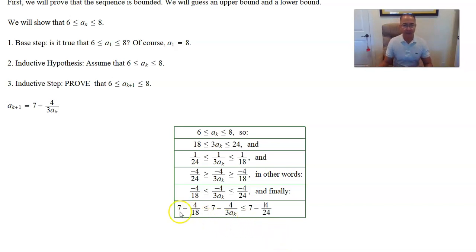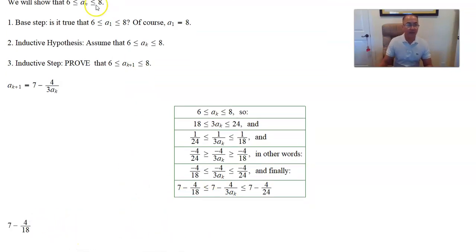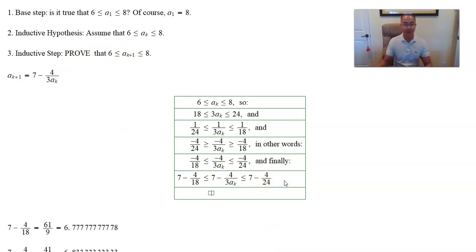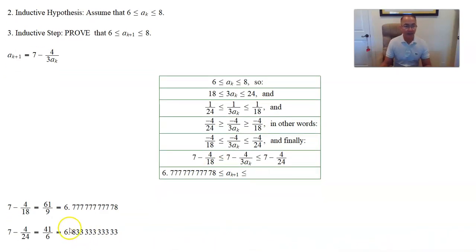But wait a minute, what are these numbers? Let's actually compute. What is the value of this? Well, the exact number is 61 over 9, which is approximately 6.77. And our other endpoint over here is exactly 41 over 6, which is approximately 6.833. We wanted to show that a sub k plus 1, which is the one in the middle, we have succeeded in building a sub k plus 1. It is between 6.7 something and 6.8 something.